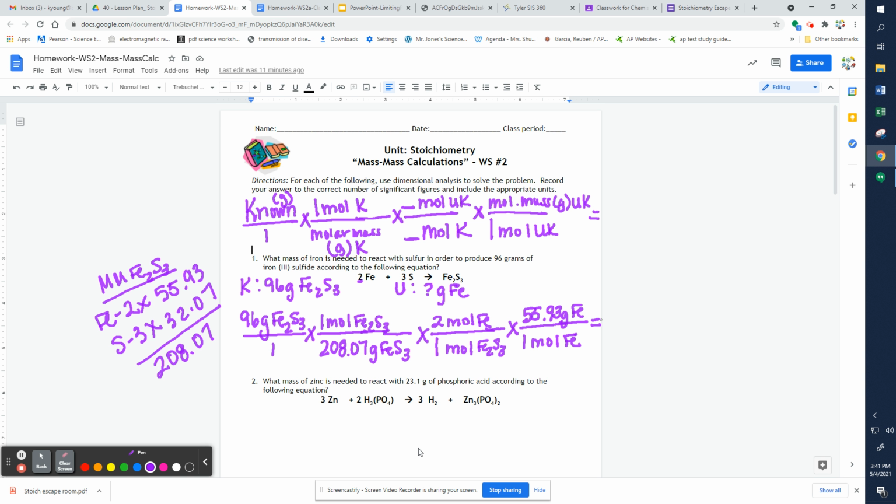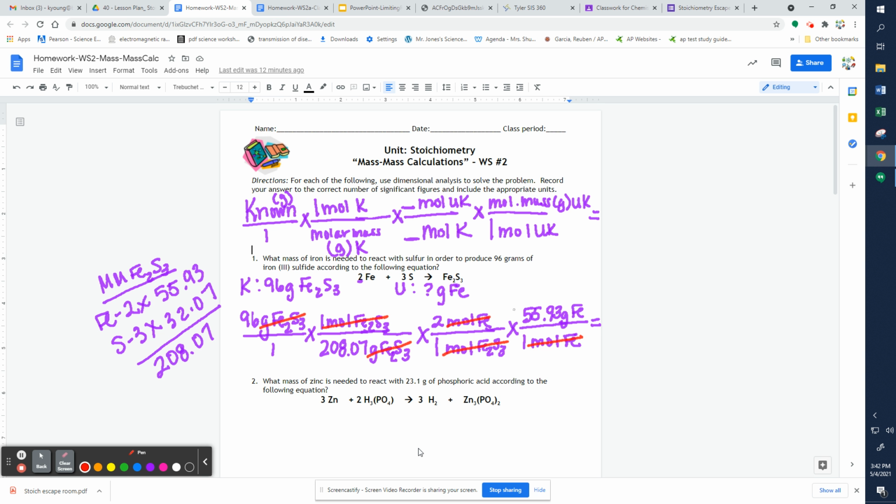Now, there are a couple ways you can check to see that you have done this right. Okay? You can look at all of the units and make sure they canceled out. You have grams and grams of Fe2S3. On top, you have moles of Fe2S3, moles of Fe2S3. On top, you have moles of iron. On bottom, you have moles of iron. Every one of these you want to cancel out until you get to your known. Okay? Then we just need to do math.